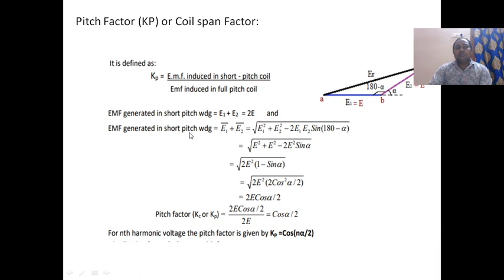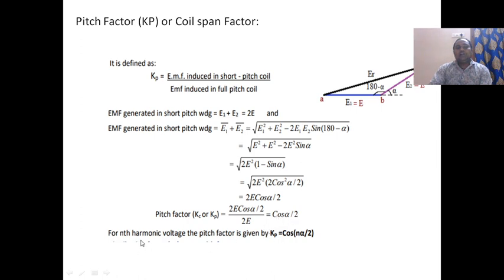This is very simple. The EMF induced in the short pitch winding is the vector sum of E1 and E2, that is, the root of E1 square plus E2 square minus 2 E1 E2 sin 180 minus alpha, where 180 minus alpha is the angle difference. If we solve this, we get 2E cos alpha by 2. So the EMF induced in the short pitch coil is 2E cos alpha by 2, and in the full pitch coil it is 2E. The 2E gets cancelled, and finally the pitch factor Kp is equal to cos alpha by 2.